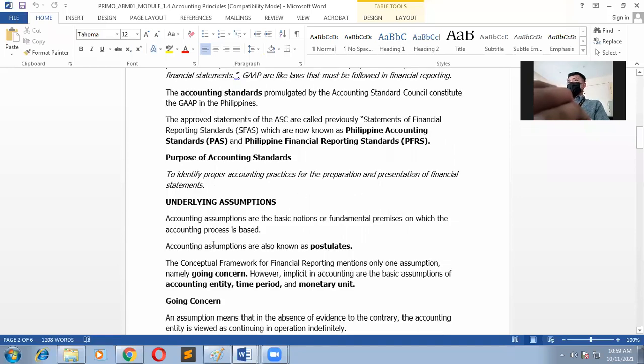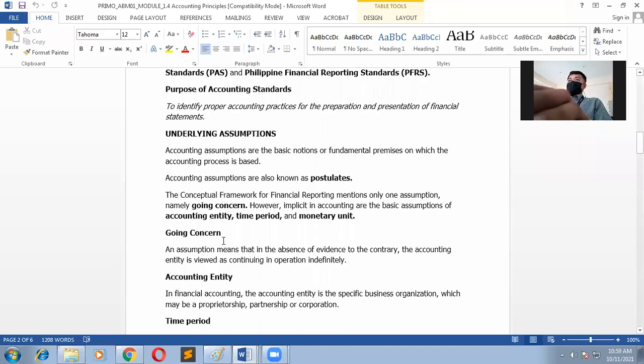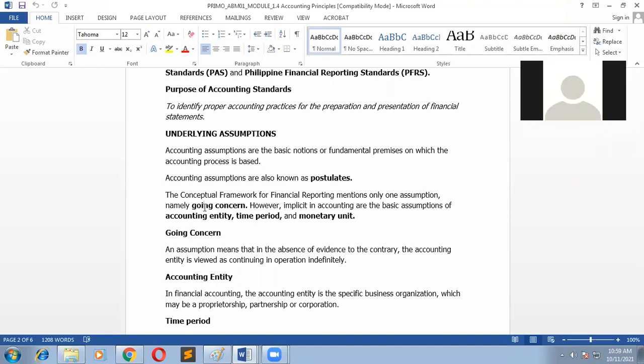We do have as well in accounting underlying assumptions. Underlying assumptions are the basic notions or fundamental premises on which the accounting process is based. It is also called postulates. So in the conceptual framework of financial reporting, we do have going concern there. This is explicitly mentioned as going concern. But aside from that, according to practice, we do have as well accounting entity, time period, and monetary unit.